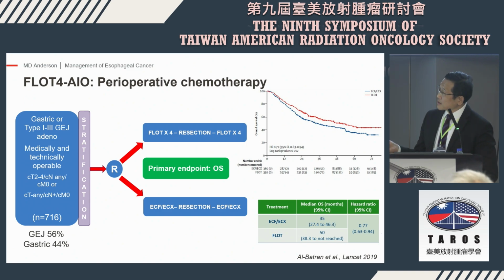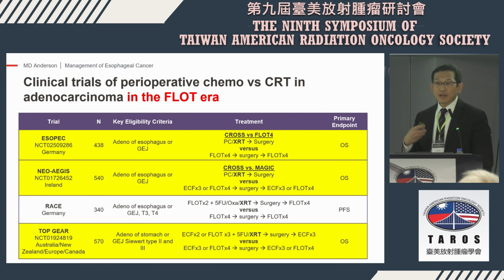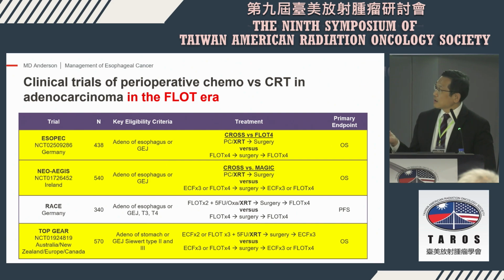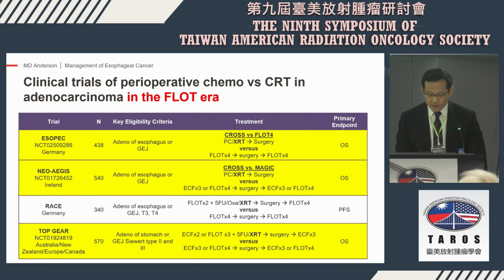So that's the reason why, now in the FLOT era, they repeated the study. Now, which one's better, right? Preoperative chemoradiation with CROSS versus FLOT. So there's a number of studies now that have been published. The yellow highlighted ones are the ones that are published, and I'll talk about these studies now. This was the RACE study, still not yet published. So I'm going to talk about the first one, which is NeoAegis.